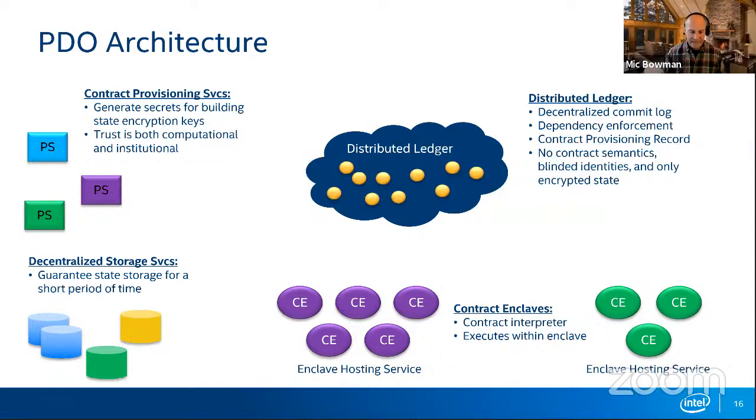Since the data for the objects is stored off-chain, there's really an availability agreement between everyone participating in a particular contract that they're going to keep a copy of the state. So when I want to perform an operation, I grab the current encrypted state of the PDO and hand it to a contract enclave service, and say, this is the operation that I want to perform on it. That execution completes. There's a new version of the state.